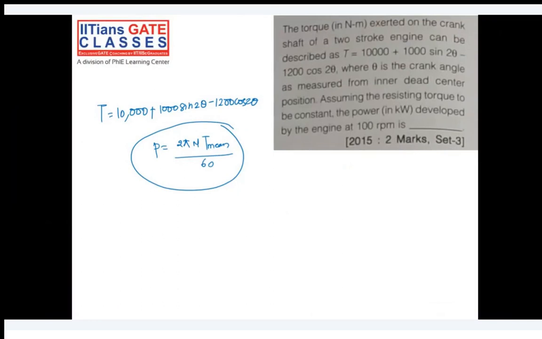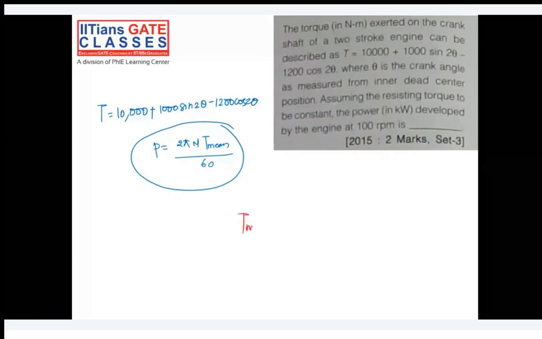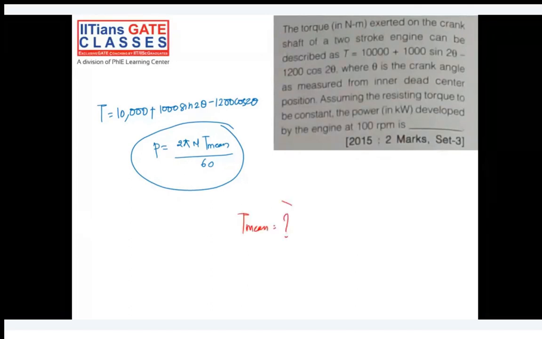The problem here is they have not given you the mean torque directly. They have given an expression, but they have clearly mentioned it's a two-stroke engine, and the torque is varying in this fashion. So ultimately, somehow you have to calculate the mean torque. This is your first target, and once you calculate it, you can put it into this formula and get the solution.